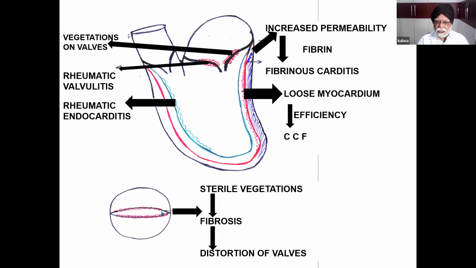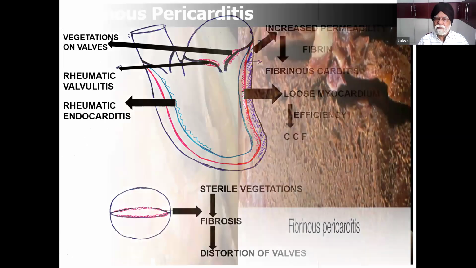Due to this vegetation, there will be fibrosis of these parts. So when these corner parts are fibrosed, the opening will be narrowed down and distorted. The valves will be distorted. This is very important when you study a case of rheumatic fever.